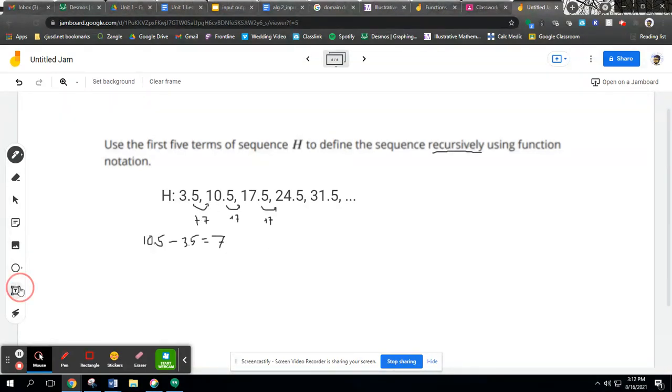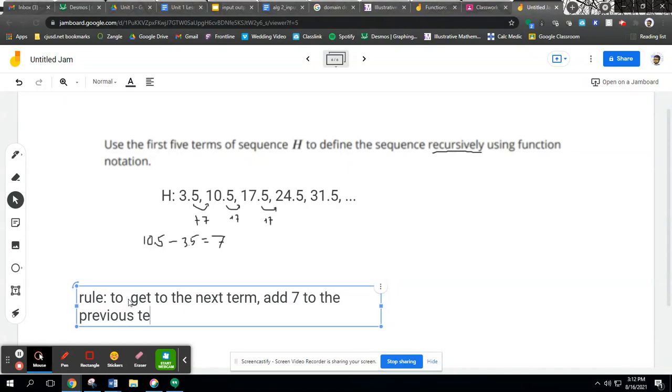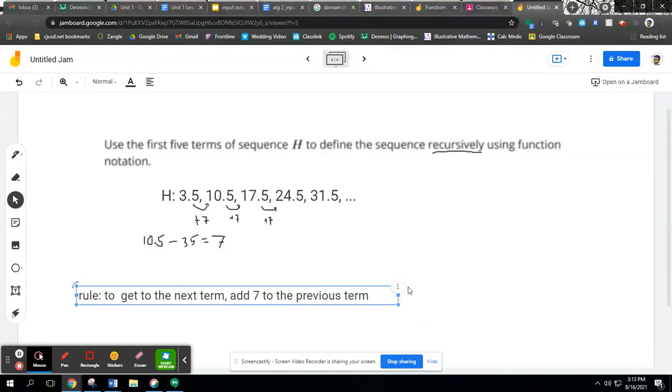So our rule, if we wanted to write it, is to get to the next term, add 7 to the previous term. That's our rule for this sequence. Keep that in mind as we try to create this recursive definition here. Sorry, motorcycles driving by as always.